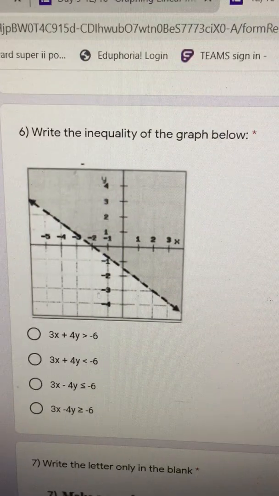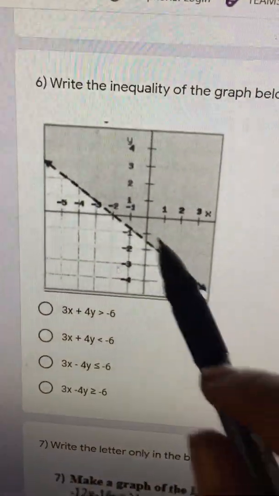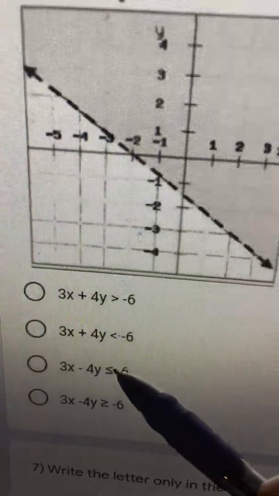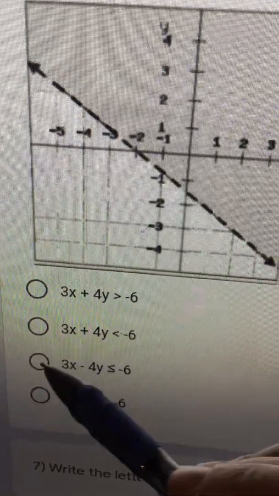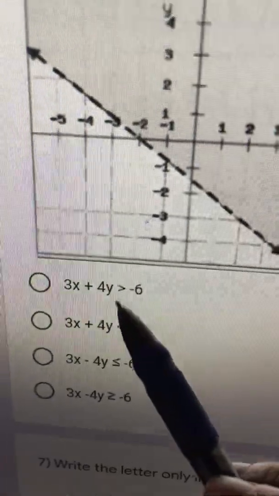Okay, let's see. Number 6 is back on the screen. So let me come back to my screen. Number 6. Write the inequality of the picture below. So, first of all, is it a dash? It is a dash line. So let's go look at my answer choices. That's a dash line. That's a dash line. These 2 would have been a solid line, so it's not these 2. So look for the easy things to eliminate answers always. So it's one of these 2.